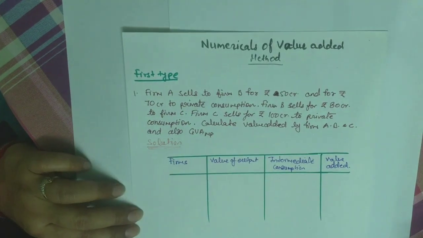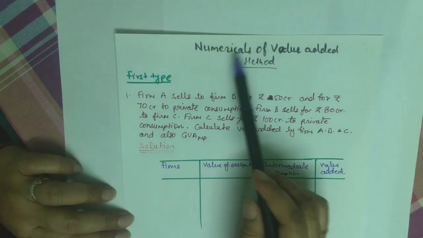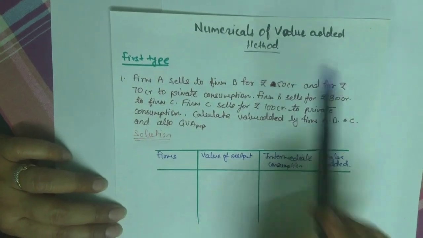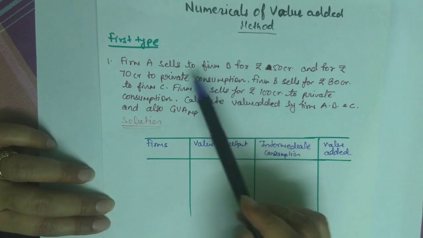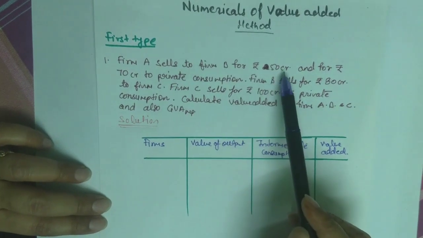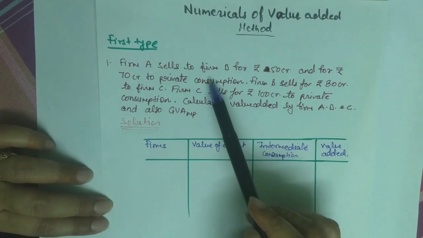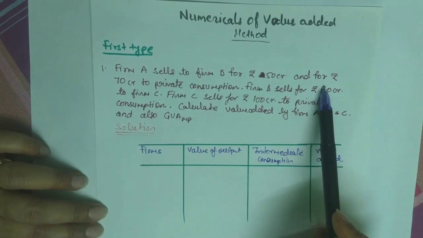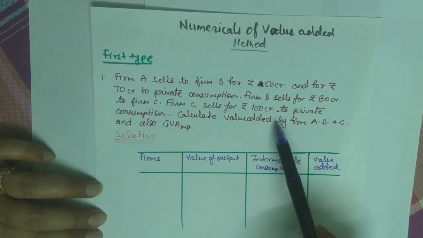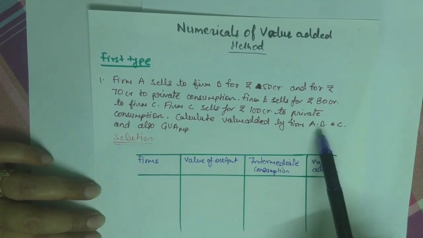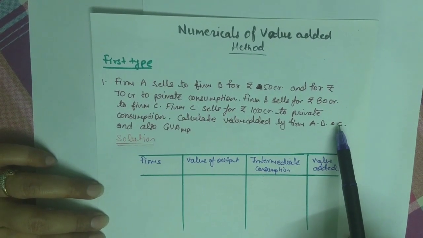So here we start. Numericals of value added method. First type. In this type of method, I will tell you how three firms are related to each other, and the production of one can be an intermediate to another, and in this way how value of each firm will be added, and combinedly it will be known as GVAMP.